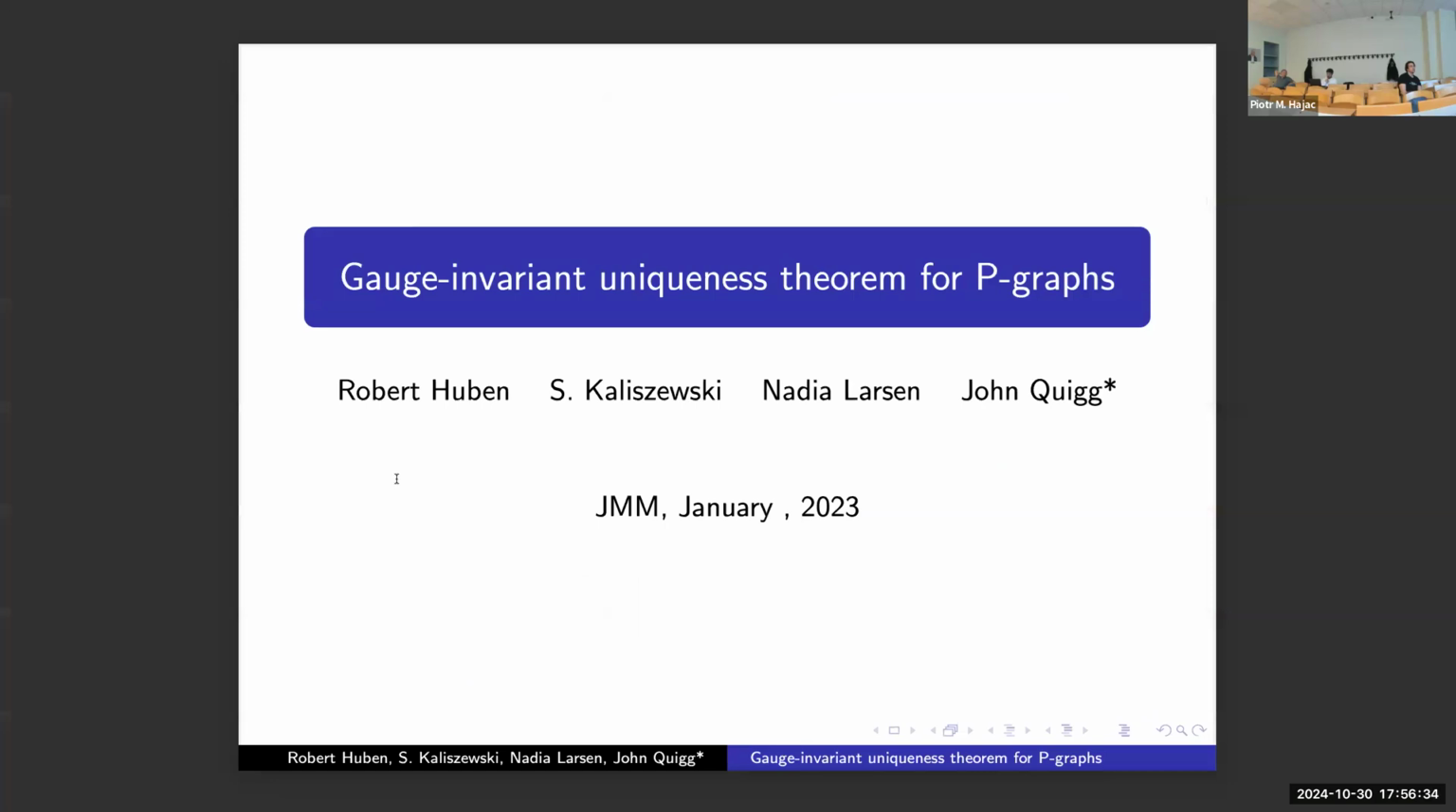This is a paper that I wrote with Steve Galichewski, Nadia Larson, and Robert Hubin. And I talked about this last year. Robert Hubin was a student of, I believe, let me get this right, I think it was David Pitts. But he's not in academia. He's getting rich somewhere, doing probably computer stuff or something, finance. So he's out of the game. But he gave us this gauge invariant uniqueness theorem, and then I decided, okay, let's give a new slant on this gauge invariant uniqueness theorem.